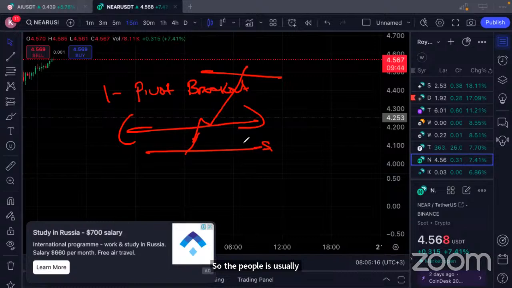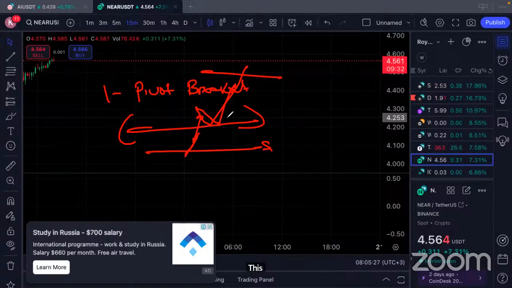Then we have the pivot bounce. So once the market breaks this and bounces off the pivot, then we are also sure that the market will continue to the resistance.